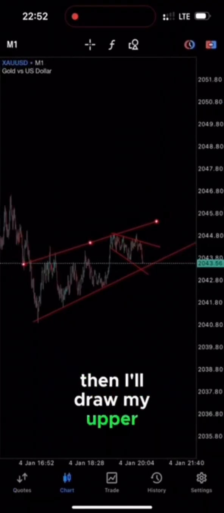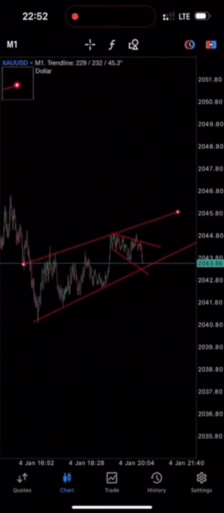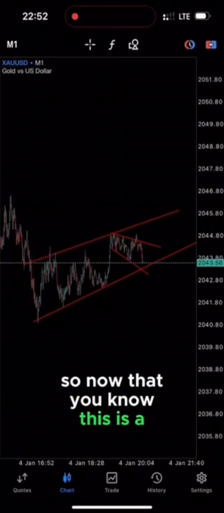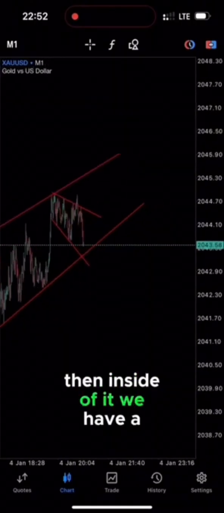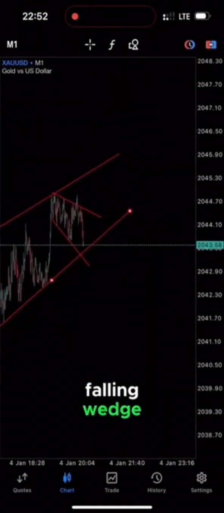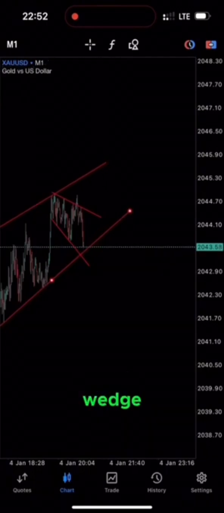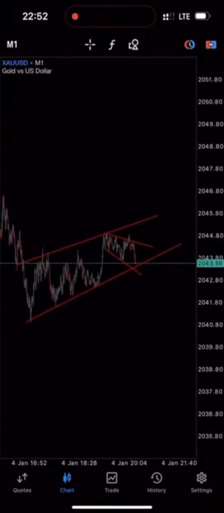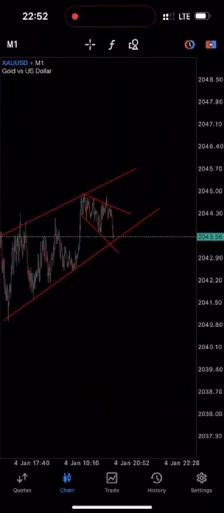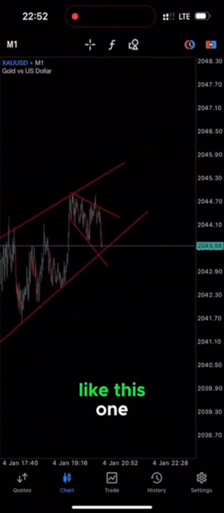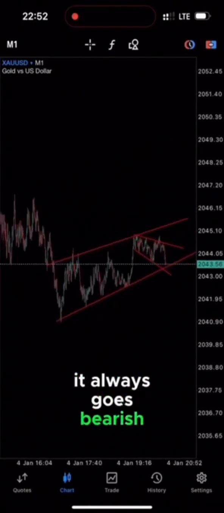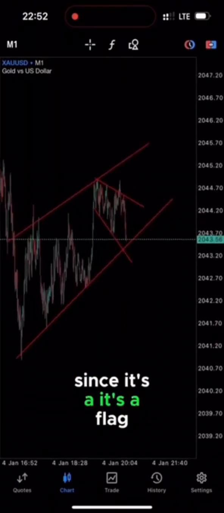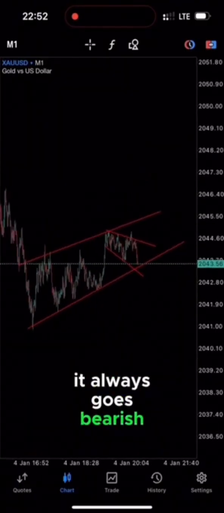Then I'll draw my upper trend line again. So now that you know this is a bullish channel, then inside of it we have a falling wedge. Which means this falling wedge, there are chances that it might go bullish. But then if you see a bullish channel like this one, it always goes bearish. Since it's a flag, it always goes bearish.